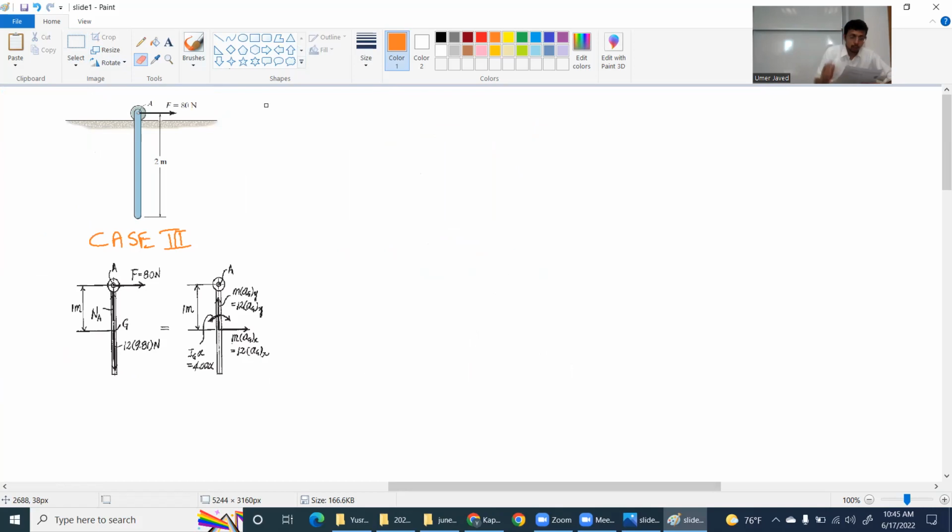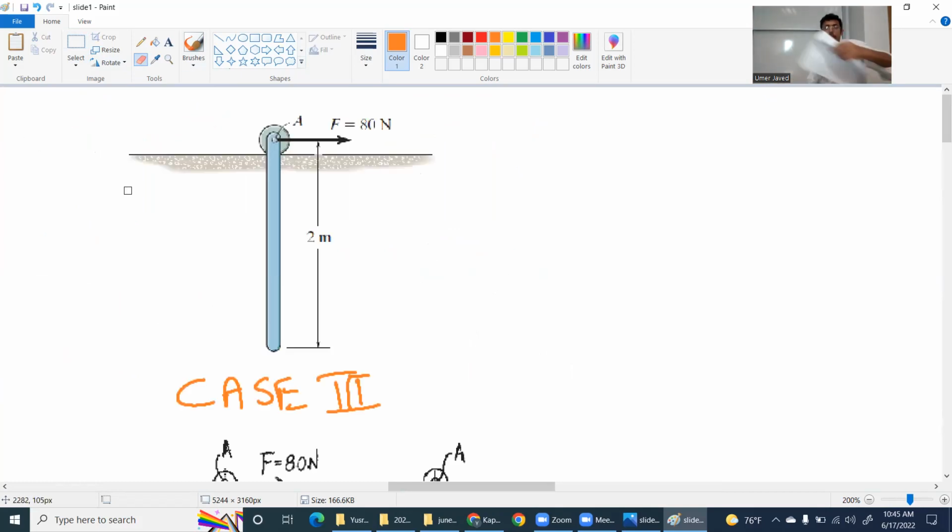Number one, the question says: the 12 kilogram uniform bar is supported by a roller at A. If a horizontal force of 80 Newton is applied to the roller, determine the acceleration of the center of the roller at the instant the force is applied. Neglect the weight and the size of the roller. Let me zoom it in so you can at least take a picture.